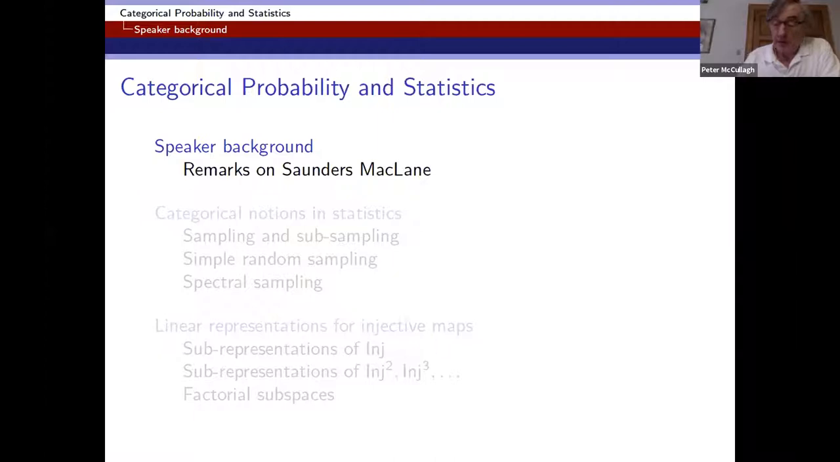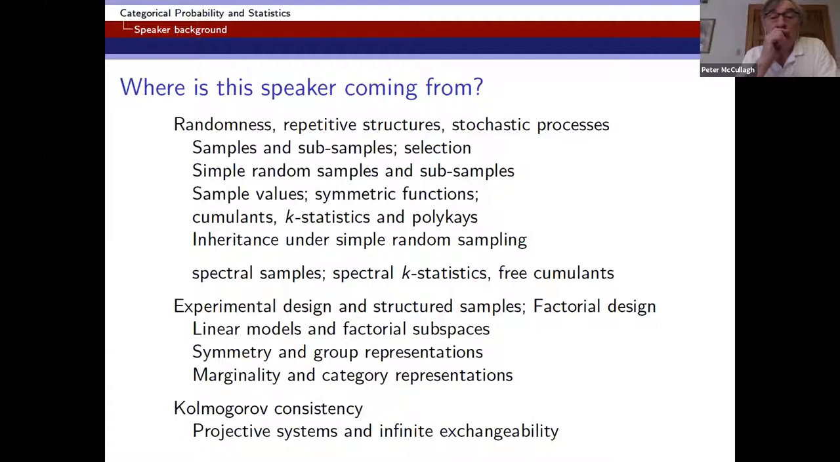So that's my background. I'm interested in stochastic processes in general, but from a statistician's point of view, how samples relate to all of this. The three topics that I'm going to talk about today are all in that sense related to the consistency for samples or subsets of different sizes. The first one is basically to do with simple random sampling. It's a very elementary example. The second one is what I call spectral sampling. And the third one has to do with factorial designs. That's a different topic, but with similar sorts of issues of consistency for different samples of different sizes.